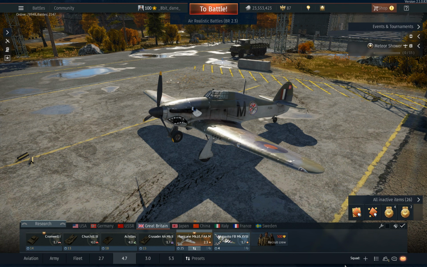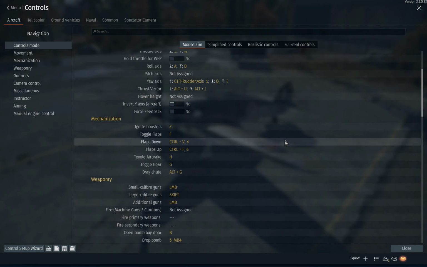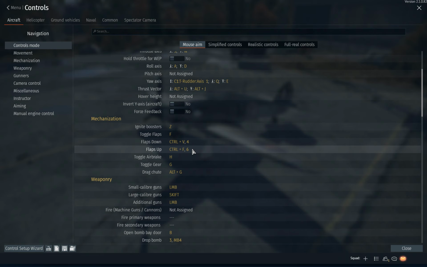It's always a good idea to look at your controls for using the flaps. Normally you can actually just use one single key for it, and the game will pretty much determine if it's going to apply combat flaps, landing flaps, or takeoff flaps. But it's a good idea to actually assign two keys for the flaps up movement and the flaps down movement. That way you have full control over the flap settings.